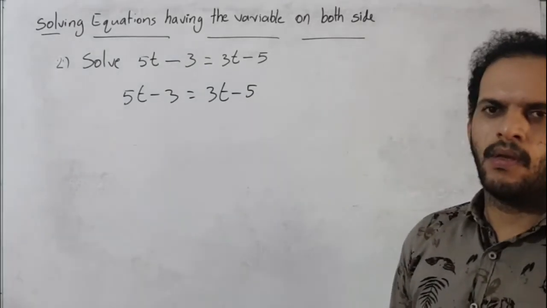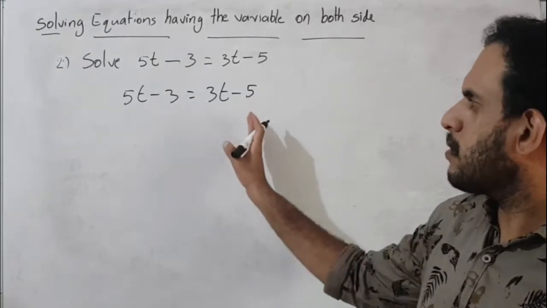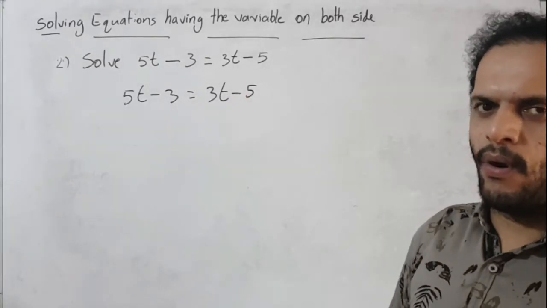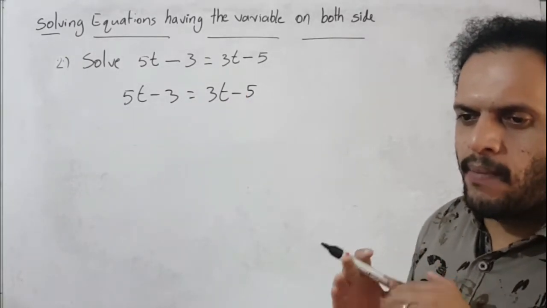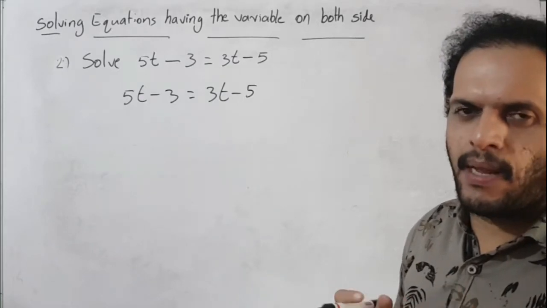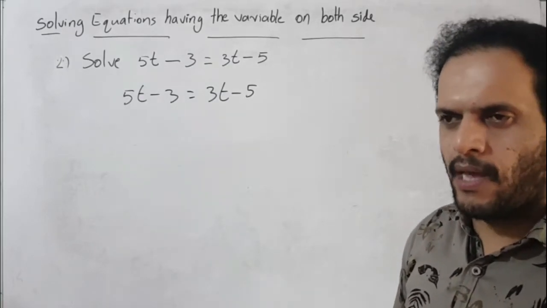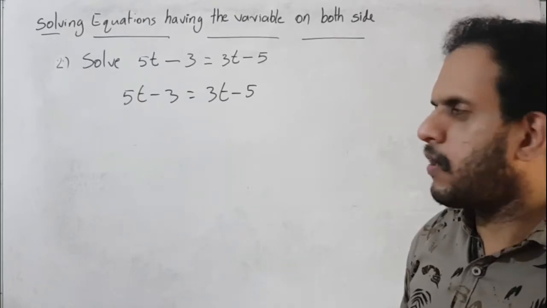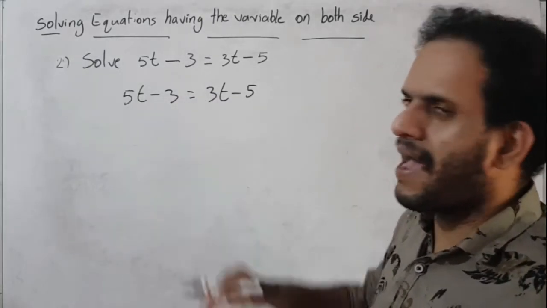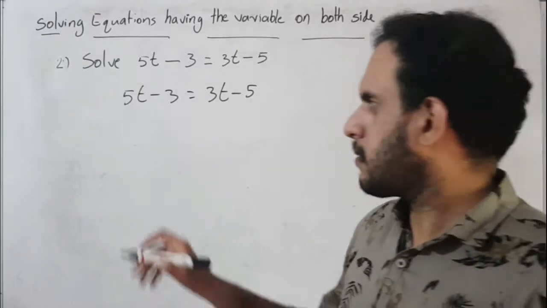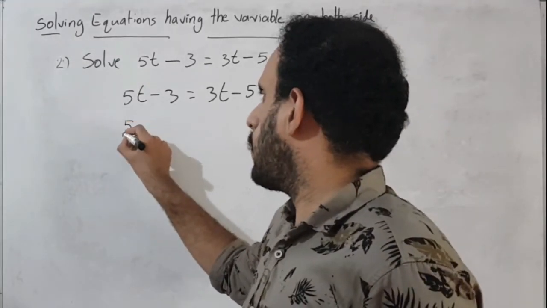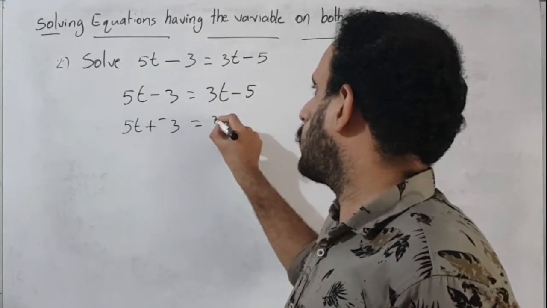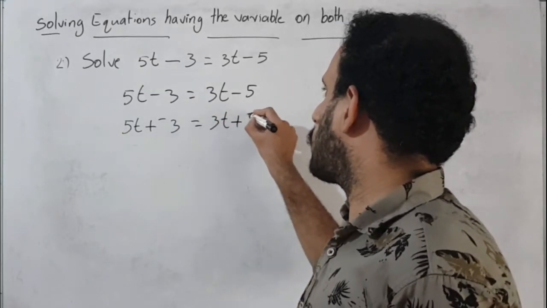Here we have minus symbols on both sides of the equality sign, correct? I told you, if we take it like this, sometimes we make a mistake. To avoid that, what do we do first? The first step, we write the minus as plus minus. So 5t plus minus 3 is equal to 3t plus minus 5.